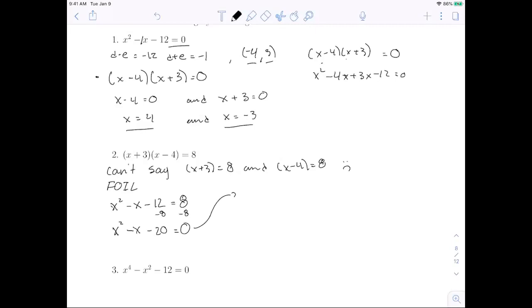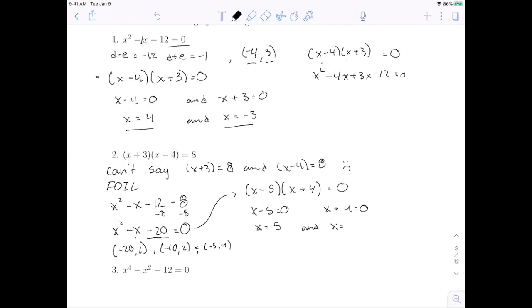How can I factor x squared minus x minus 20? I know one of them is going to be negative and one's going to be positive because it's -20. Yeah, -5 and 4. I like to draw little sets of them. So I do -20 and 1. No. -10 and 2. No. -5 and 4. And then ta-da, you get it. So now I'm going to set each factor equal to 0 and solve. So we get x equals 5 and x equals -4.